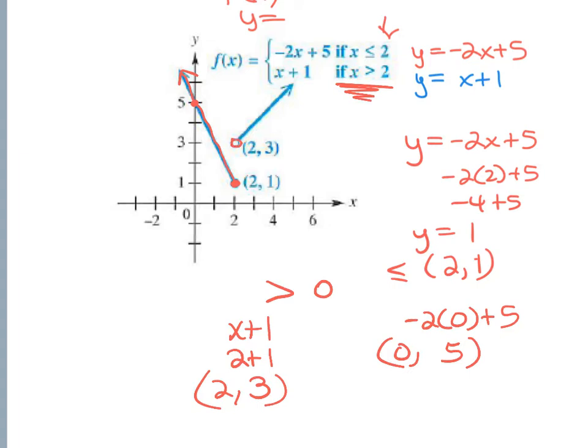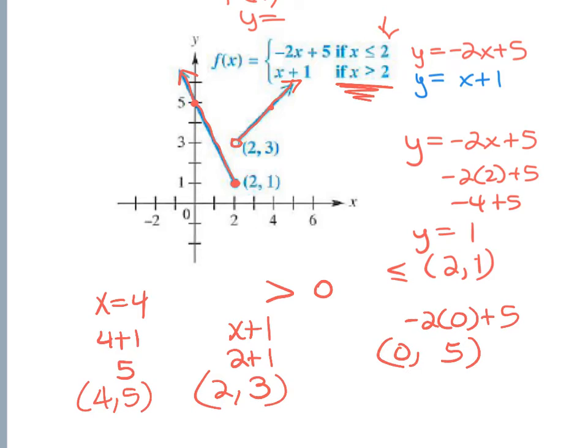Now to get another point on the line, I'm going to pick an x value that's greater than 2. So I could plug in 4 or 3, any number bigger. Let me plug in 4. So if x equals 4, I get 4 plus 1, and I get 5. So I would graph the ordered pair 4, 5. So I can come over here, put my point, connect them, and point it to infinity. That's how you can graph a piecewise function.